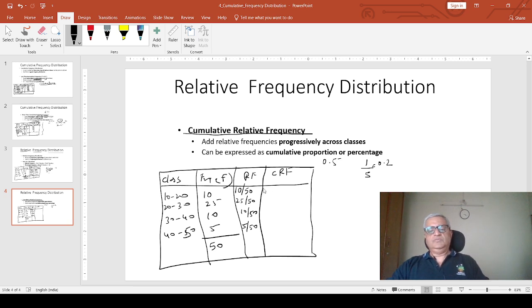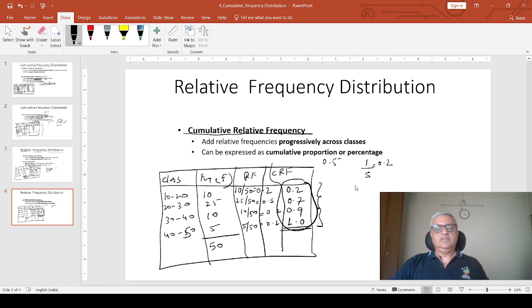Now this is 0.2, this is 0.5, this is 0.2 again, and this is 0.1. Now relative frequency is 0.2 for the first case, and for cumulative relative frequency, I just have to go on adding: 0.2 plus 0.5 is 0.7, then 0.9, and 1.0. So this is how my cumulative relative frequency is calculated.